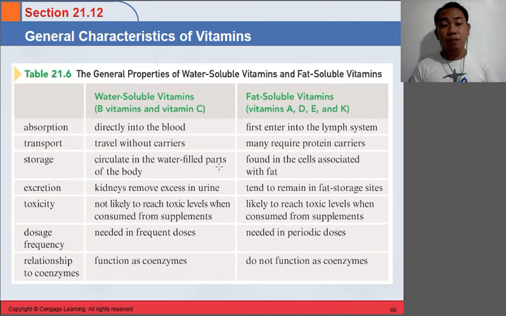As to dosage frequency, water soluble vitamins are needed in frequent doses, and fat soluble vitamins are needed in periodic doses. As to the relationship to coenzymes, water soluble vitamins function as coenzymes, while fat soluble vitamins do not function as coenzymes. So these are the general characteristics of the water soluble vitamins and fat soluble vitamins.